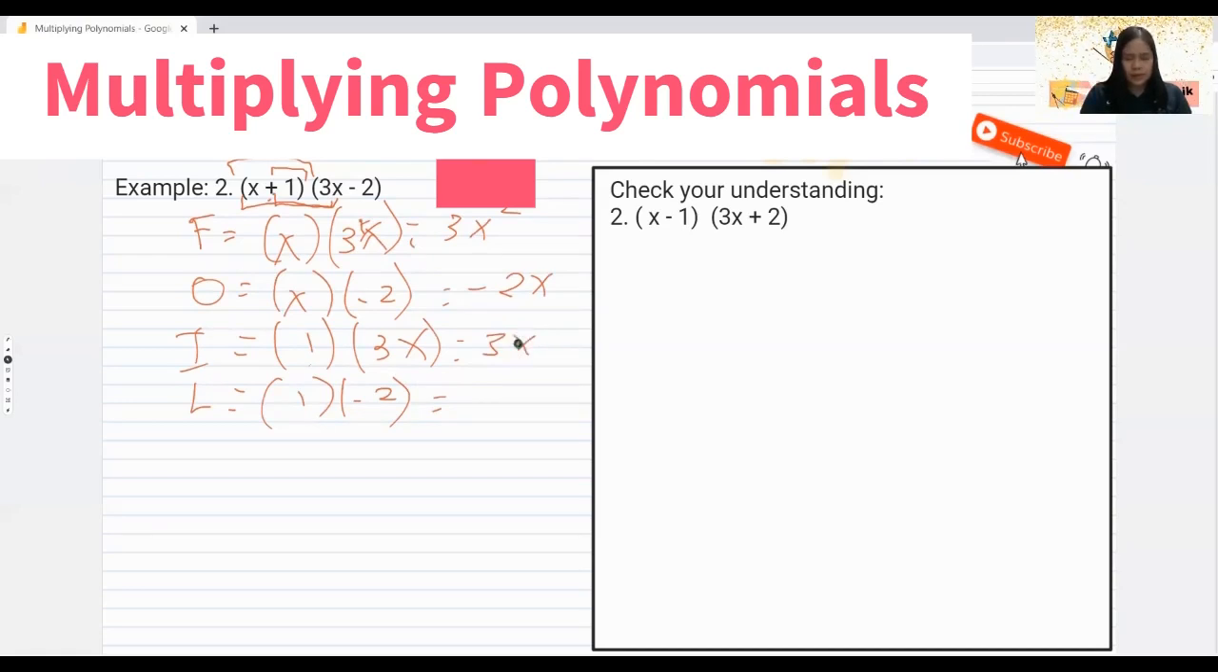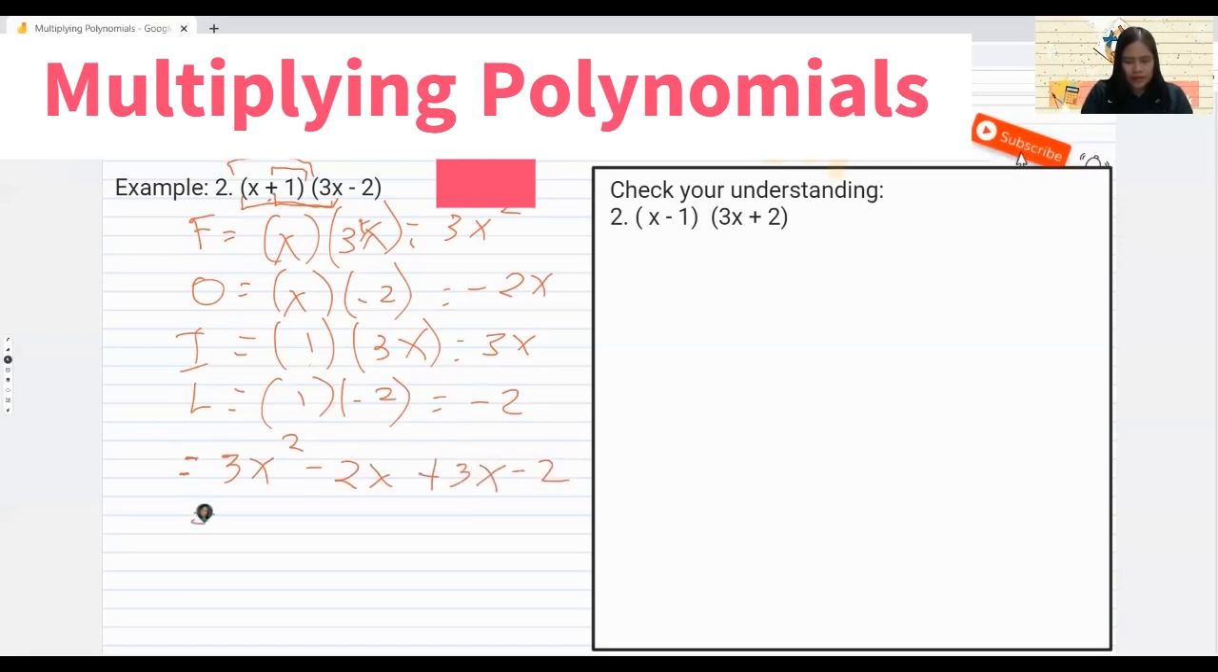And then 1 times negative 2, we'll have negative 2. The next step, we're going to write them in a horizontal form. We have 3x squared based on their degree. We have 3x squared, negative 2x, plus 3x, minus 2.